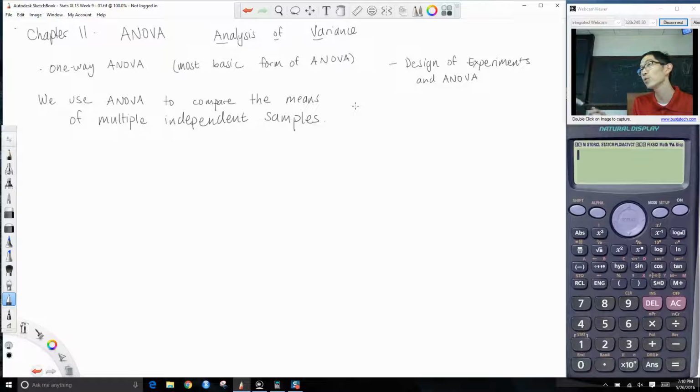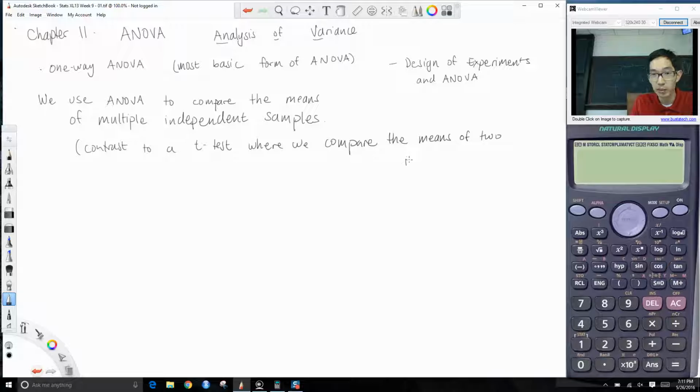I mean, you could use Anova for just two samples, but in that case, probably the steps for a t-test are recommended. Anova allows you to compare more than two samples. Contrast to a t-test, where we compare the means of two independent samples.